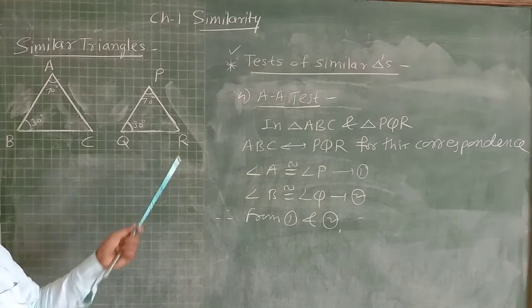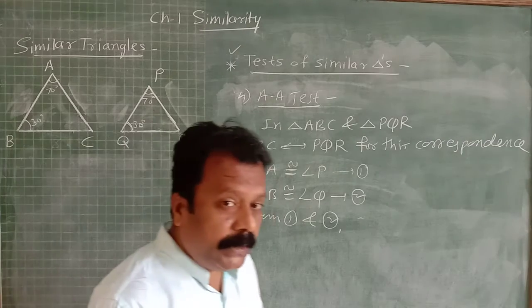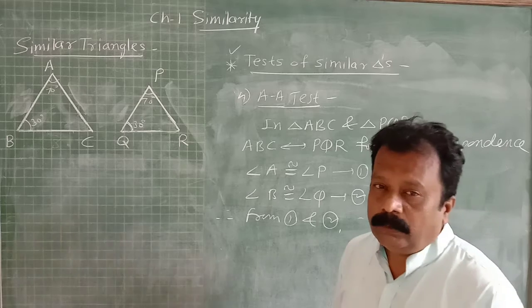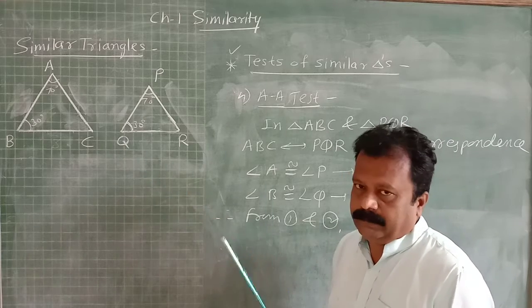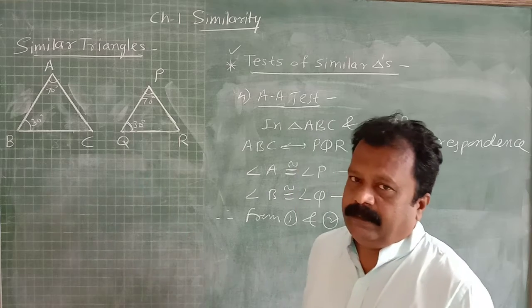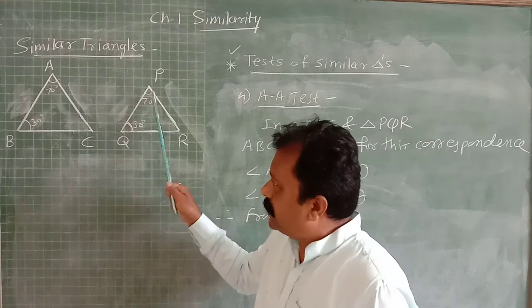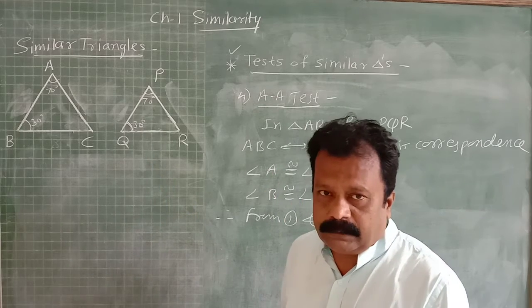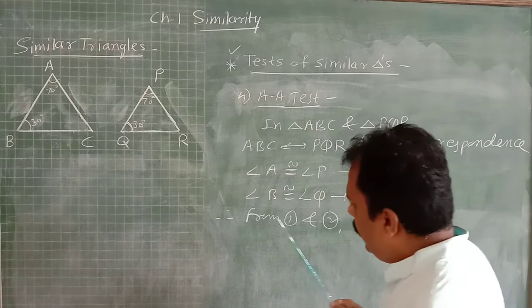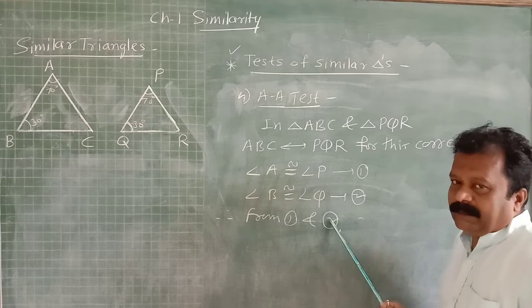So 80 equals 80. So angle C and angle R are both congruent. How? By using the property of triangle. So it is not necessary to show the third angle congruent to the third angle. We have shown only two angles congruent for the given correspondence. Then we can show by the AA test that these two triangles are similar.